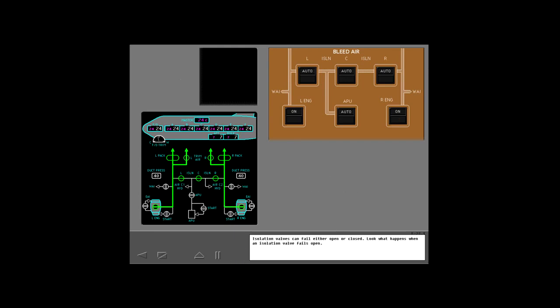Isolation valves can fail either open or closed. Look what happens when an isolation valve fails open. First, an advisory message is displayed on ICAS. In this example, the message is "Bleed Isolation Open Center." As you can see on the synoptic, the center isolation valve remains open when it should be closed for normal operation. There is no loss of system functionality and crew action is not required.